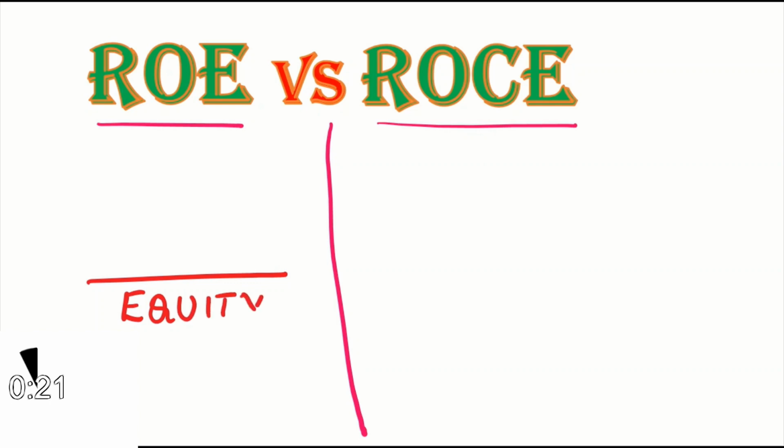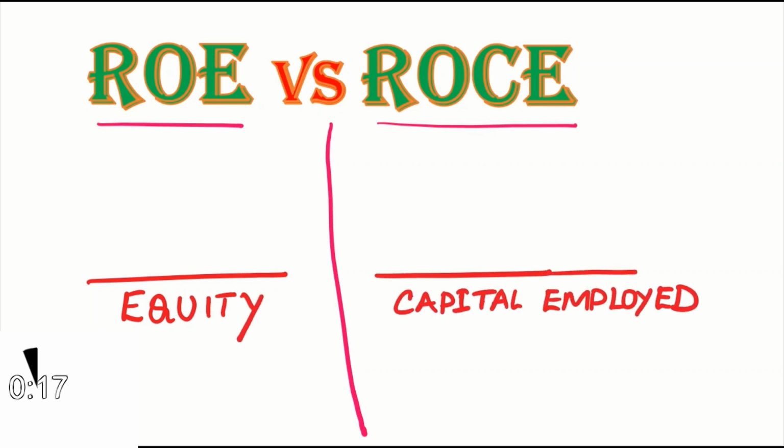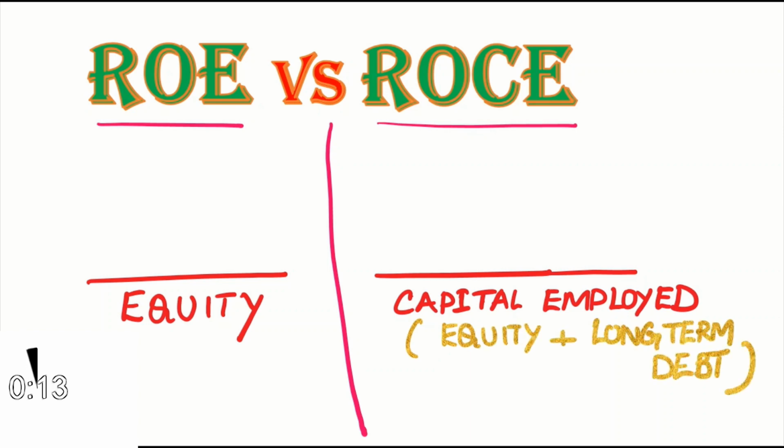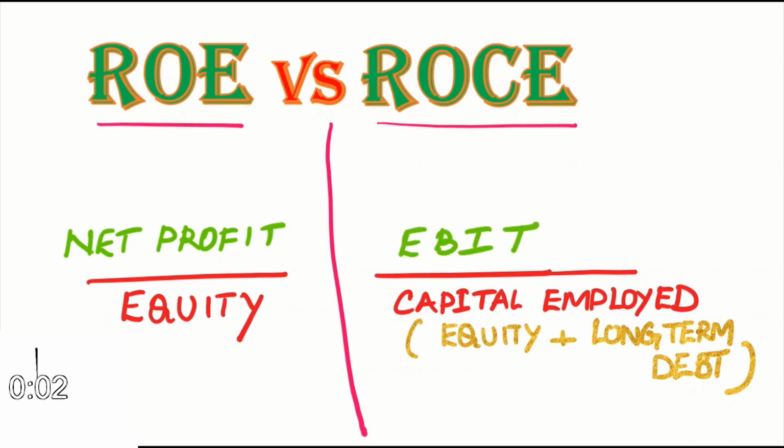Another commonly asked question is the difference between ROE, return on equity, and ROCE, return on capital employed. ROE is calculated for the equity amount and ROCE is calculated for the capital employed, meaning equity amount and the long-term debts of the company. The return calculated for ROE is the net profit and for ROCE it is earnings before interest and taxes.